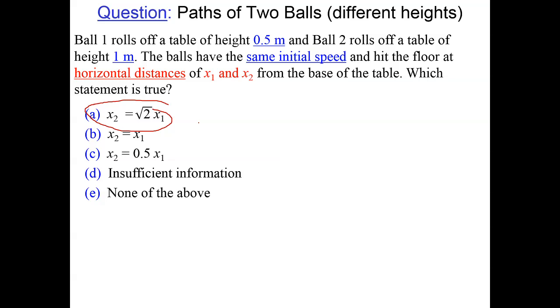The other one changes the height, and it's pretty much the problem we just did, right? So it's going to be proportional to the square root of the change in height. All right, so good luck, and next we'll look at launching objects at an angle.